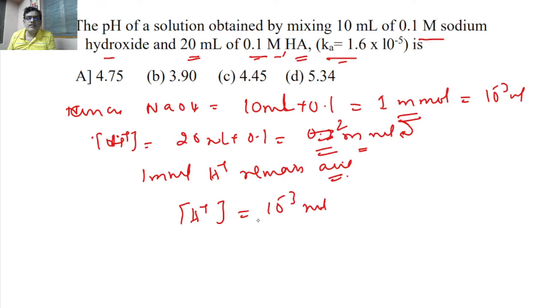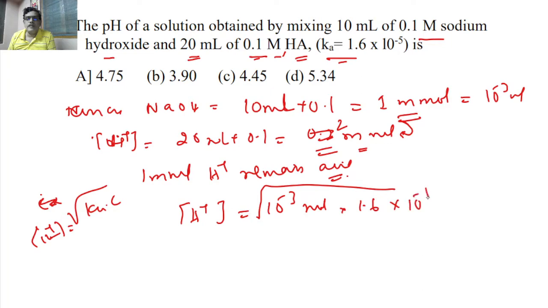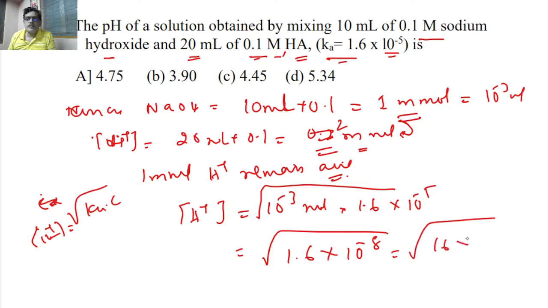Now the Ka value is given here, therefore you apply the formula square root of Ka into C. So apply this: concentration of H plus is square root of Ka into C, 10 to the power of minus 3 multiplied by 1.6 into 10 to the power of minus 5. That is why the value of Ka is given. So this will be 1.6 into 10 to the power of minus 8. We may take it as 16 into 10 to the power of minus 9. So this will be 4 into 10 to the power of minus 4.5.